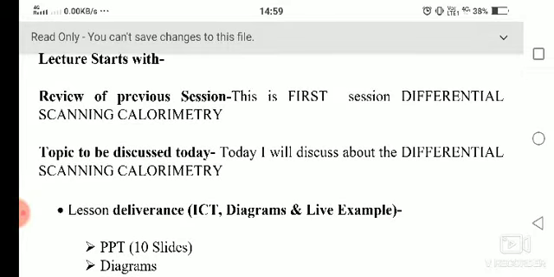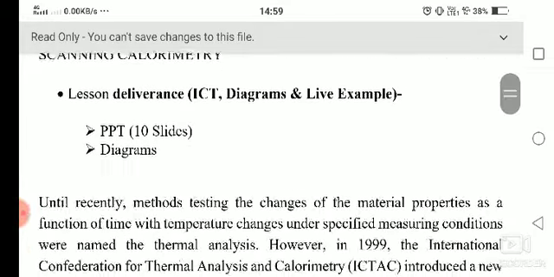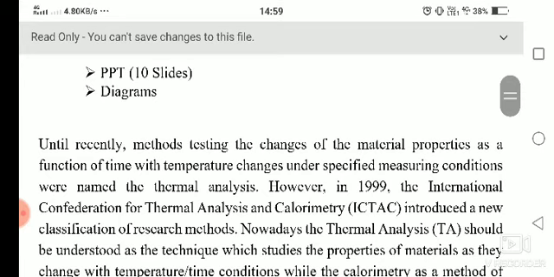Everyone, this is the first session of the differential scanning calorimetry. We'll be starting with the introduction. Until recently, methods testing the changes of the material properties as a function of time with temperature changes under specific measuring conditions were named as thermal analysis.